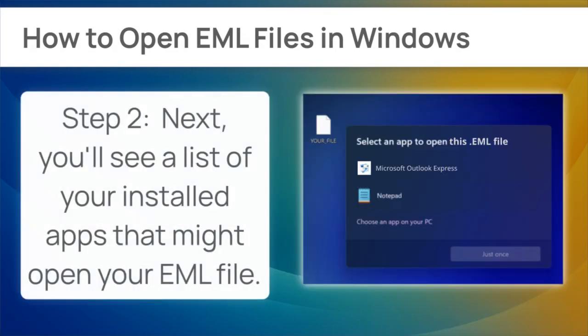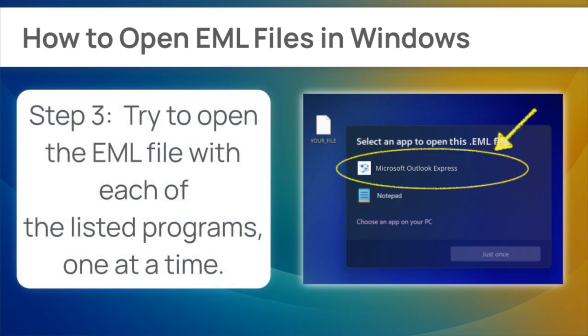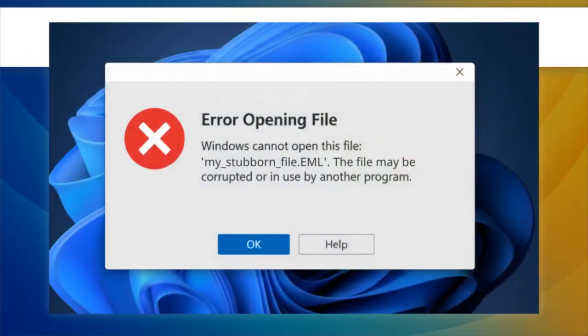Right-click the EML file and select Open With. Test Microsoft Outlook Express if it appears. If not, choose another program. Different software handles the EML format uniquely. If your EML file still refuses to open, stay calm.